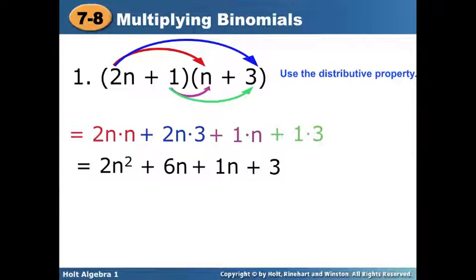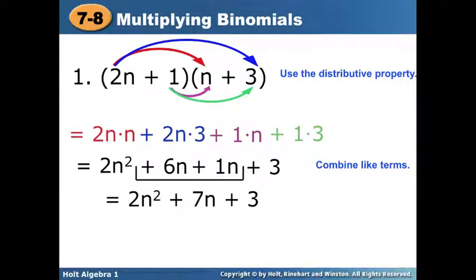If you choose to use the arrows, draw them as you're finding the products. Do not draw all the arrows first and then work the problem. Draw the arrows as you multiply in order to find your product. We'll need to simplify our final answer by combining the like terms. 6n plus n gives us 7n. So our final answer is 2n squared plus 7n plus 3.